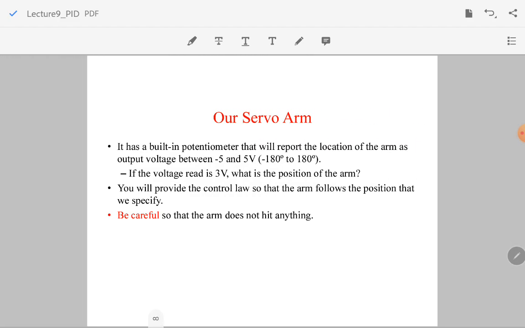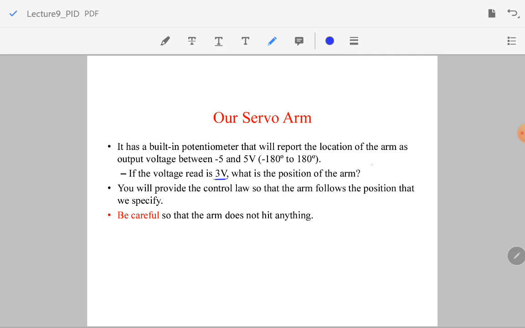So now our servo arm has a built-in potentiometer that will report the location of the arm as output voltage between -5 to 5 volt. What does that mean? Your location is no longer in degrees or radians. Our location will be in terms of voltage. So should we do a little math? If the voltage is 3 volt, what's the position of the arm then? What would you do?